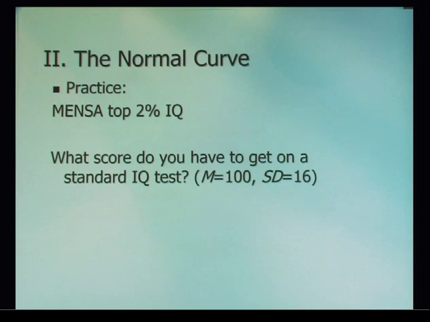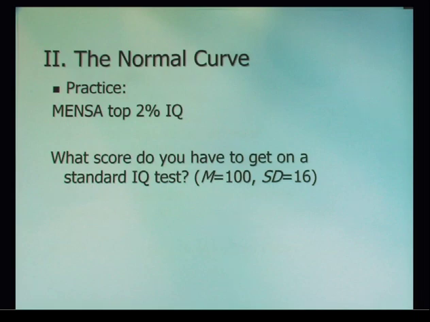In fact, I looked up Mensa online, not a part of Mensa, and I found that they only allow members to join if their score on the standardized IQ test falls within the top 2%. Now, the standardized IQ test that they typically use has a mean of 100 and a standard deviation of 16. So knowing that, what score do you have to get to fall in that top 2%?